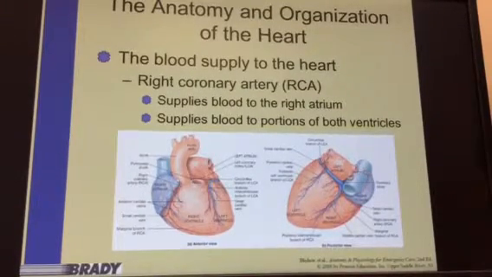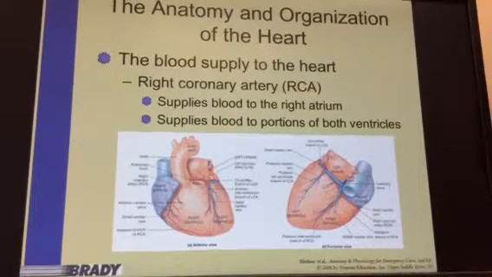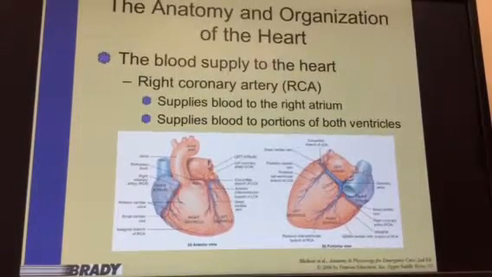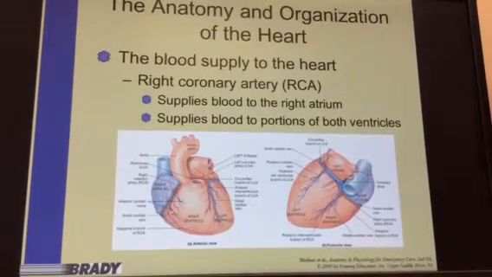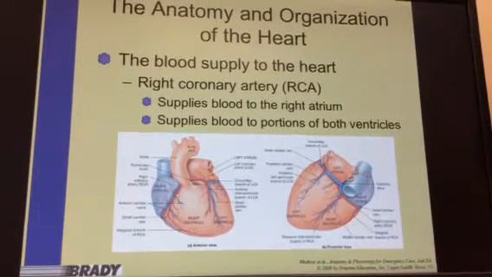Basically it comes off right here, the base by the right atrium. So here's the right atrium on the posterior side, and you've got the right coronary artery, which will come down, and it's going to come right down this area. This is kind of hitting the lateral wall of the right ventricle.